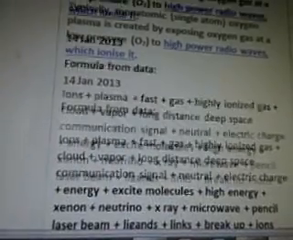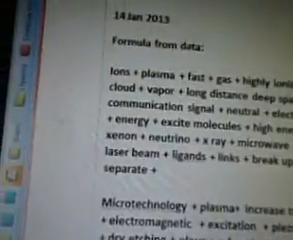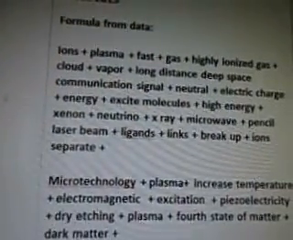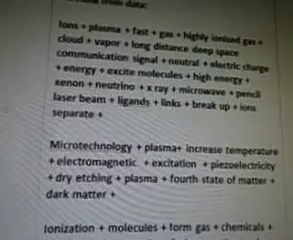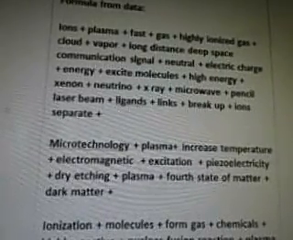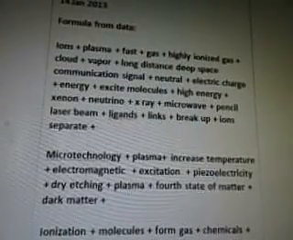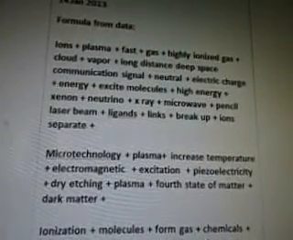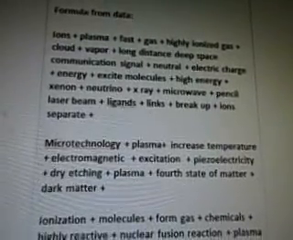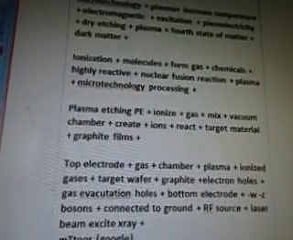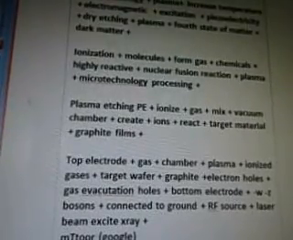So, formula from the data: ions, plasma, fast, gas, highly ionized gas, cloud, vapor, long-distance deep space communication signal, neutral, electric charge, energy, excite molecules, high energy, xenon, neutrino, X-ray, microwave, pencil laser beam, ligands, links, break up, ions separate. Microtechnology: plasma, increased temperature, electromagnetic excitation, piezoelectricity, dry etching, plasma, forced state of matter, dark matter. Ionization: molecules form gas, chemicals, highly reactive, nuclear fusion reaction.